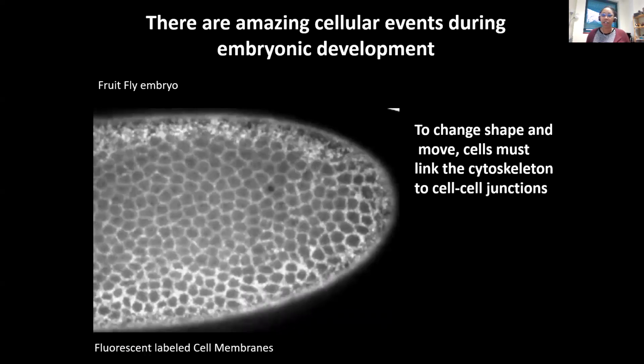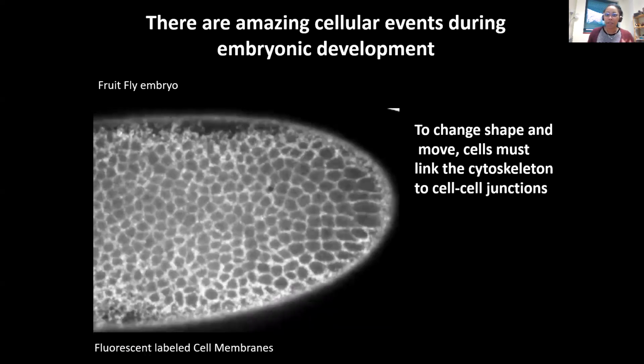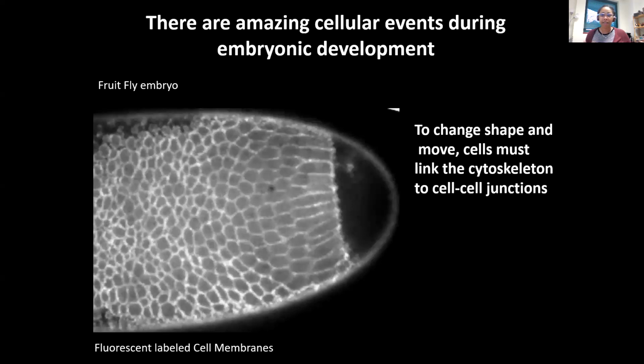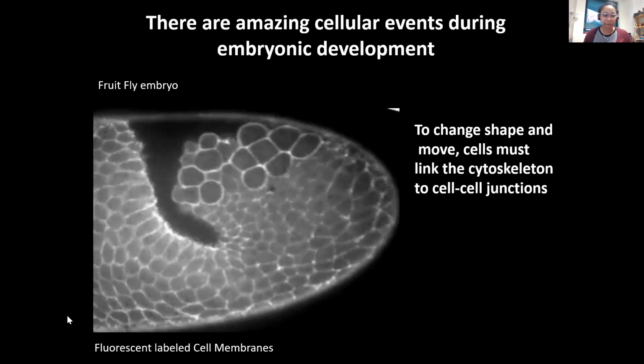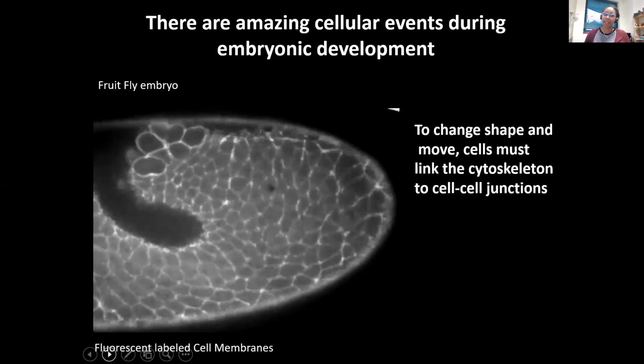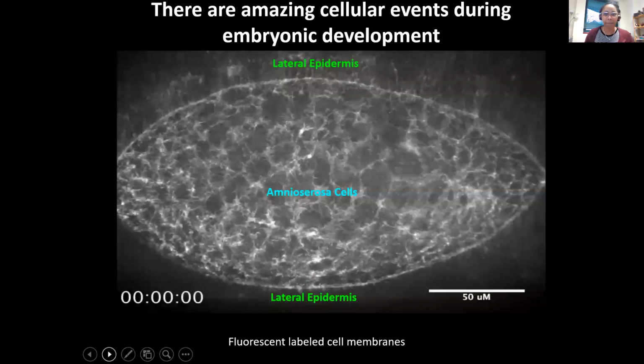And in order to change shape and move, the cells must link their cytoskeleton to cell adhesions. So to make sure they don't go flying out of the tissue, they have to maintain some connection, but not too tight to where they can't move. So it's a delicate balance.